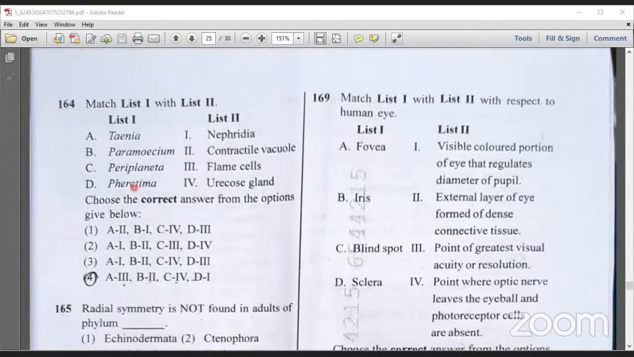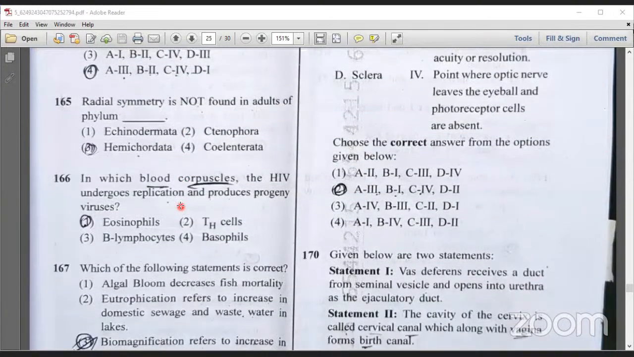And 164, we are supposed to match the organisms with their excretory organs. Taenia, tapeworm, have flame cells or protonephridia. Paramecium has contractile vacuoles, which help in osmoregulation and excretion. Periplaneta has the urecose gland. And Pheretima has nephridia, which is the earthworm. And radial symmetry is not found in adults in the phylum Hemichordata.